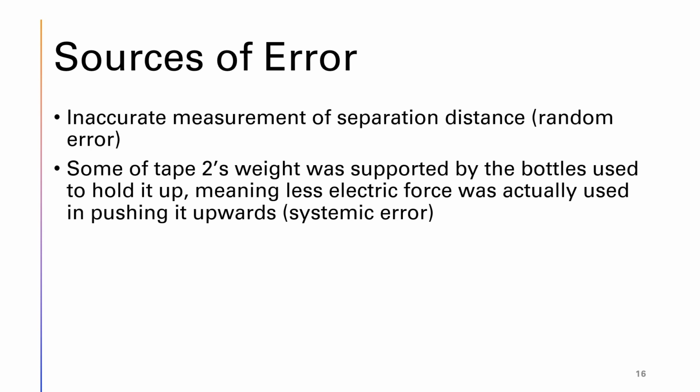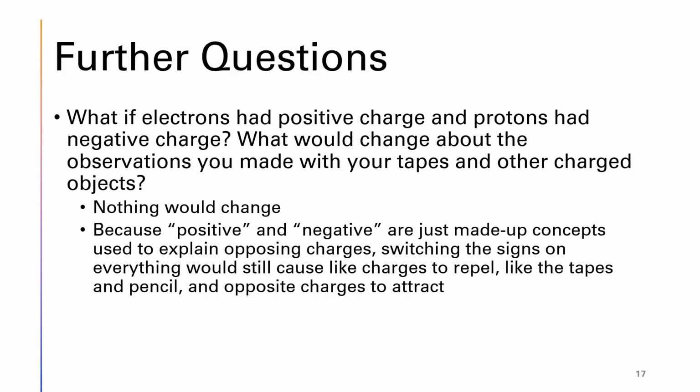If the electrons had a positive charge and the protons had a negative charge, nothing would change about the observations that I made with the tape or other charged objects, because positive and negative are just made-up concepts that are used to explain opposing charges. So switching the signs on everything would still cause the like charges to repel, like the tapes and the pencil, and opposite charges to attract.